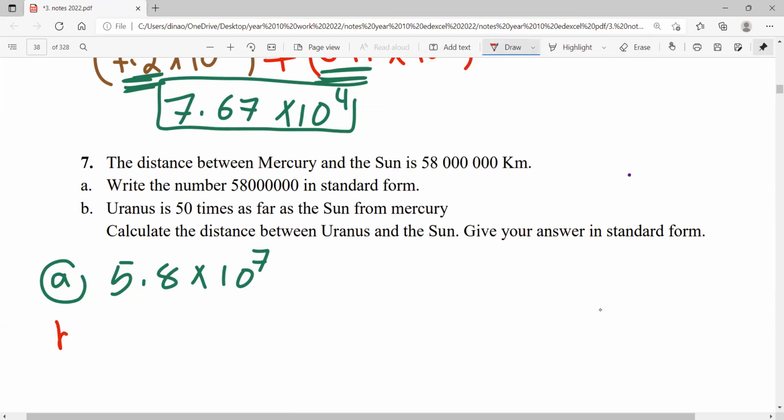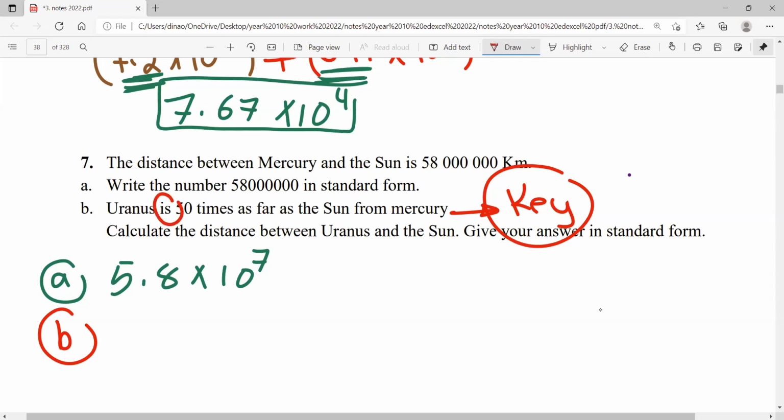Word problems. Word problems are very important and key sentences are very important. How would you know that this is a key sentence? As we said so many times, the key sentence is a sentence that has the word is. Here it says Uranus is 50 times as far as the sun from Mercury. Whenever you are lost in any question, here it says calculate the distance between Uranus and the sun, if you're lost check your key sentence and change it into an equation in order.